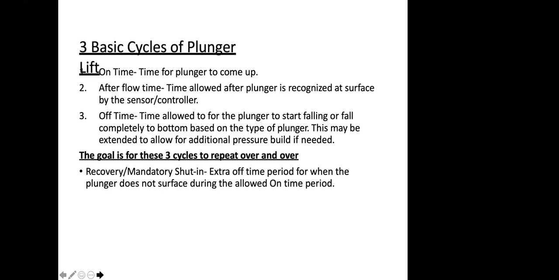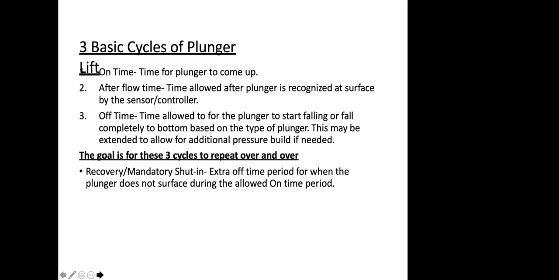The other thing is the number of times the valve opened and how many times the plunger came up when the valve opened. Ideally, when you come to the well and you see that the valve opened 20 times and the plunger came up 20 times, that's good. You want your plunger coming up every time that valve opens. So the goal is for that to happen.